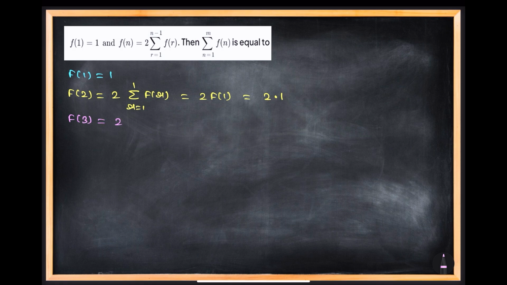Now let's find out f of 3. So who is f of 3? 2 times summation, r starts from 1, 3 minus 1 is 2, f of r. So can I write 2 times f1 plus f2? So who is f1? f1 is 1 and f2 is 2. So 2 plus 1 is 3. So 2 times 3.